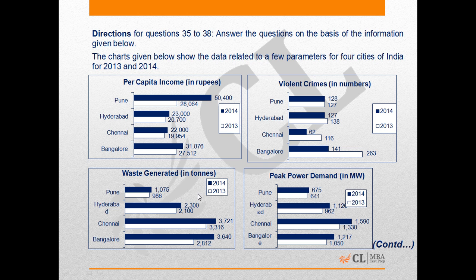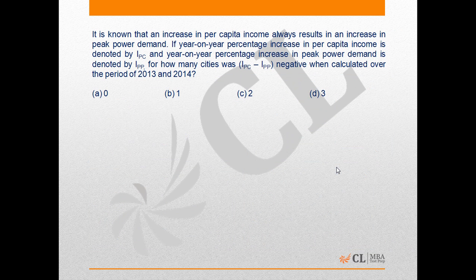Next chart shows waste generated in tons. In Bangalore, the total waste generated in 2013 was 28,1200 and last chart shows peak power demand in megawatt. In 2014, peak demand in megawatt in Pune was 675. So that's all about given 4 charts. Now move to the questions.